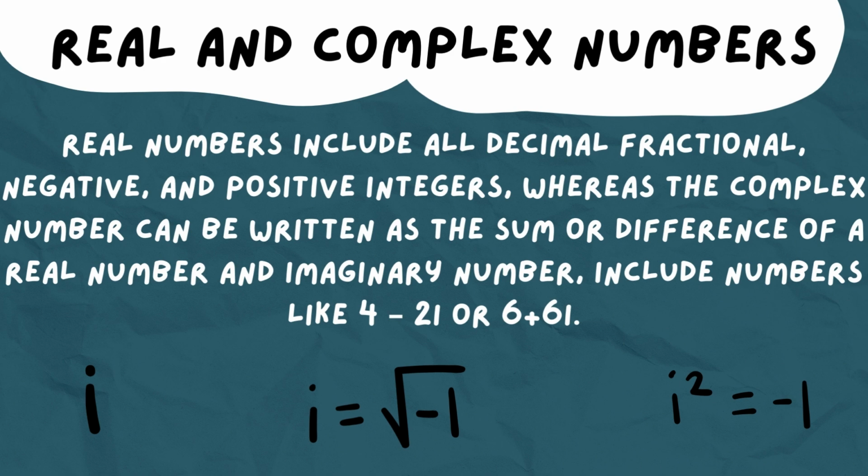Real and complex numbers. Real numbers include all decimal fractions, negative and positive integers, whereas complex numbers can be written as the sum or difference of a real number and an imaginary number. They include numbers like 4 minus 2i or 6 plus 6i.